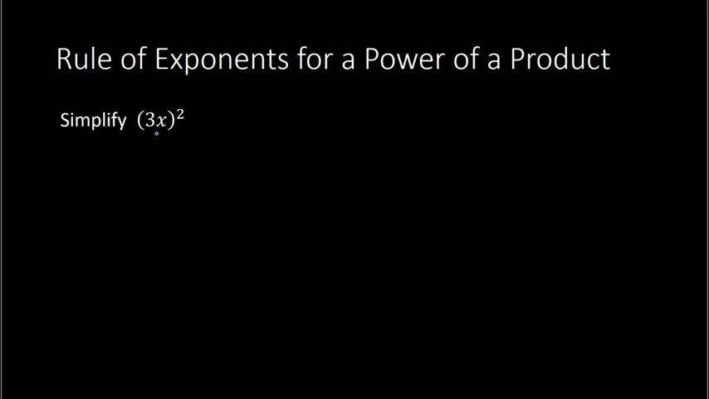Now we can prove that because 3x squared means we have 3x times 3x. And so 3x times 3x, we can multiply the 3's together and multiply the x's together to get 9 times x squared. All right, so we have proven that this would be true because like I said, the rule says we can take the exponent and put it with everything in parentheses. So we have the 3 squared and the x squared. So 3 squared would be the 9, and then x squared is x squared.